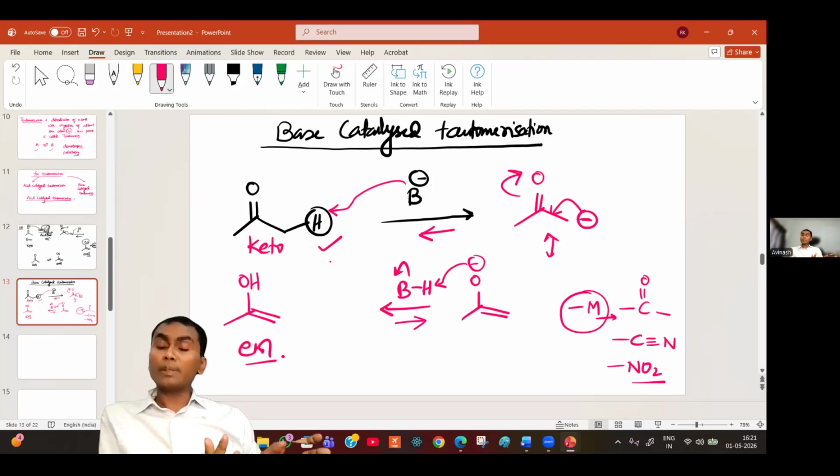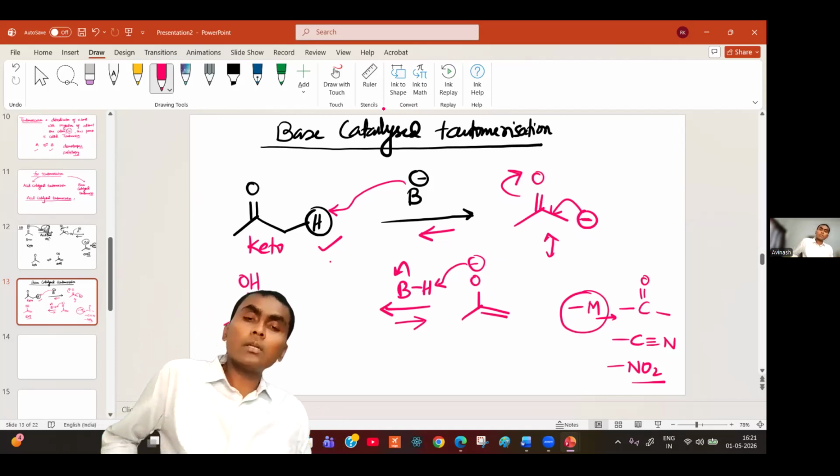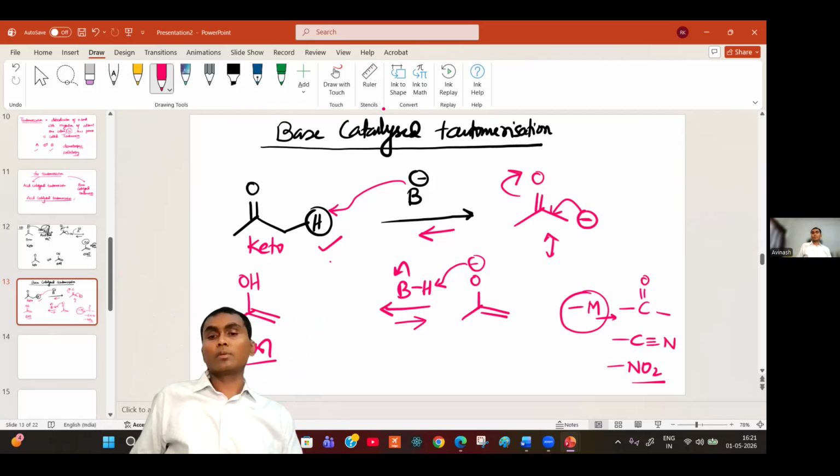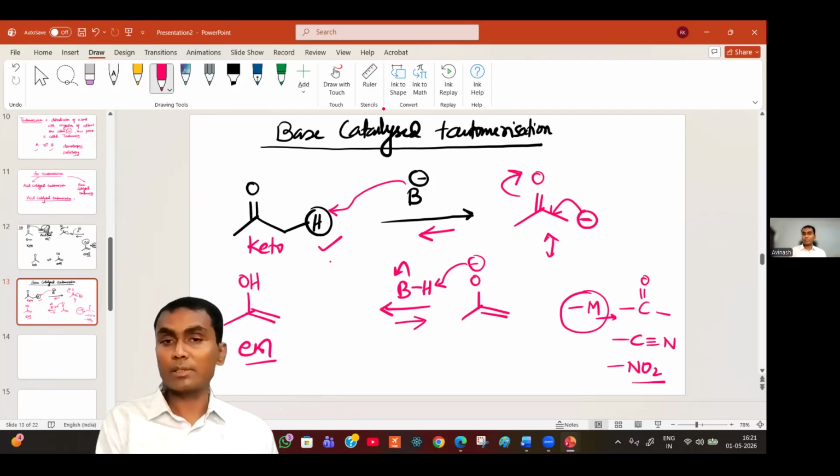What is the difference between these two? We will see here. Why do we take acid catalyzed and base catalyzed tautomerization? We'll see that, but first of all, we see acid catalyzed and base catalyzed in terms of mechanism. What is the mechanism? How does it show here?